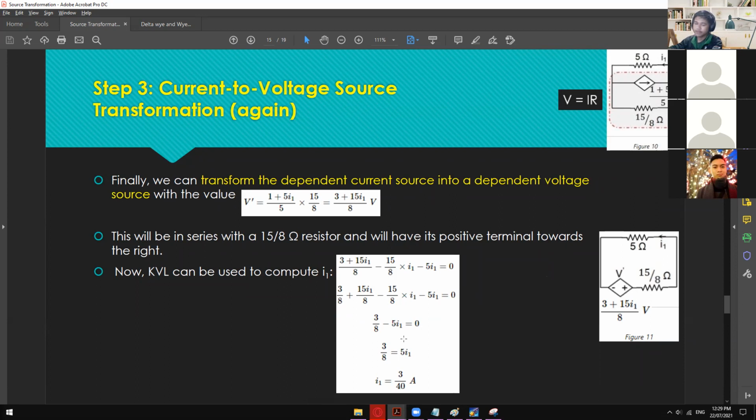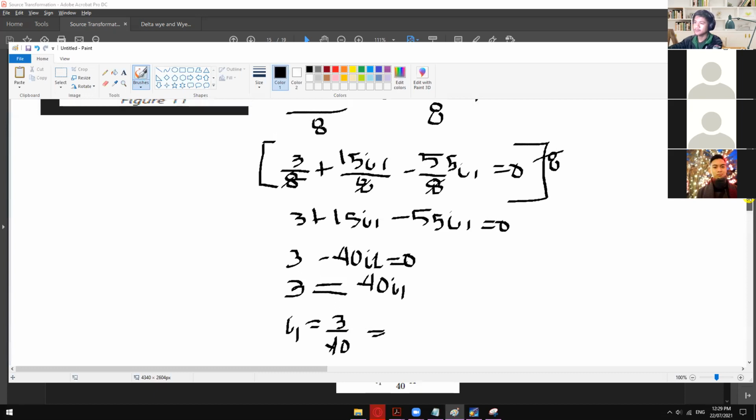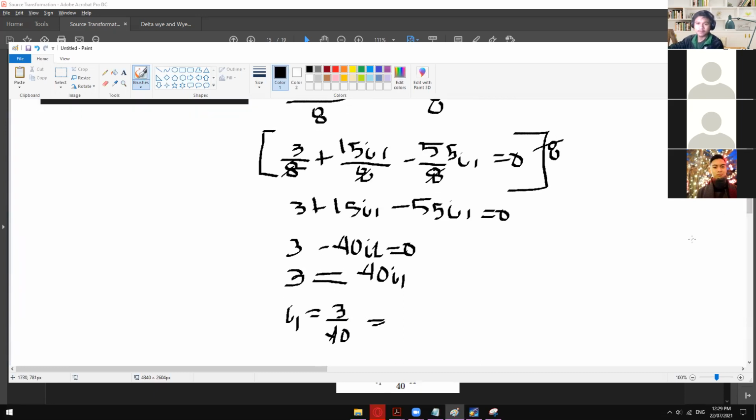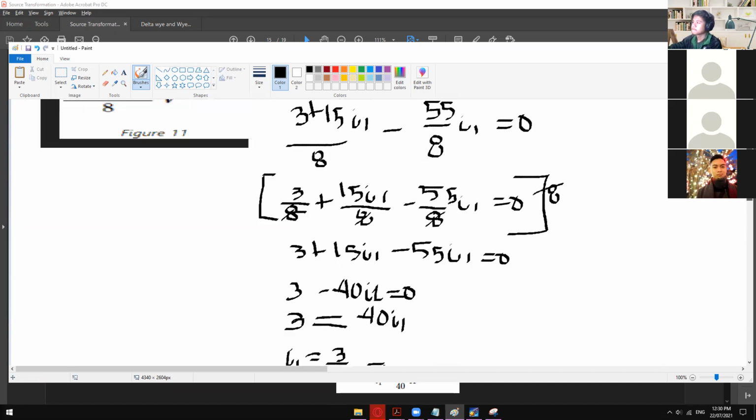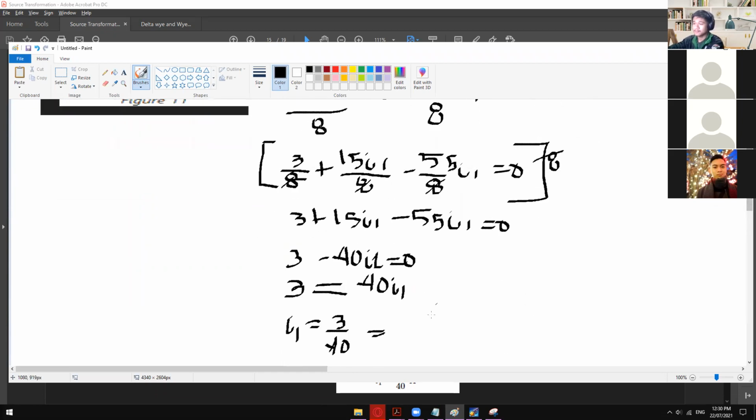So are we clear so far? Are you guys able to follow my solution, my messy solution? Yes, sir. Okay, so you can use KVL, you can use KCL, so that completely depends on you. But you can just simply use Ohm's law if you want, as long as it's applicable.